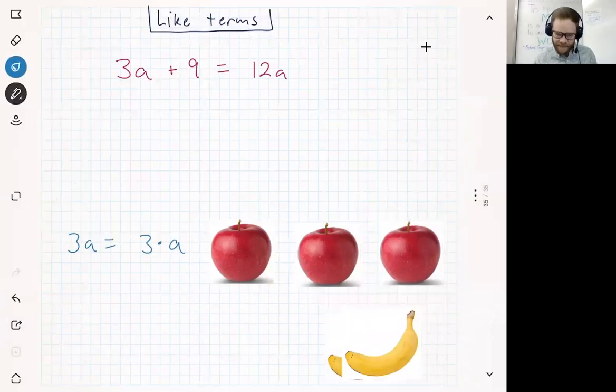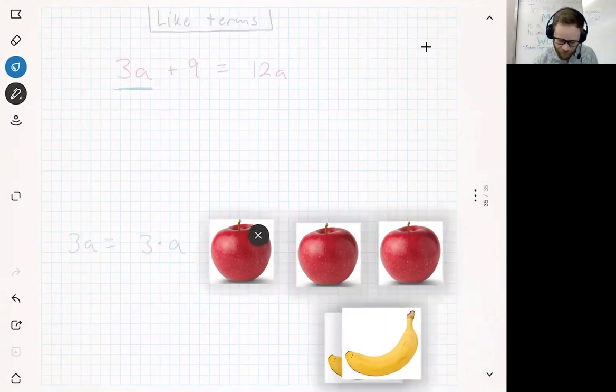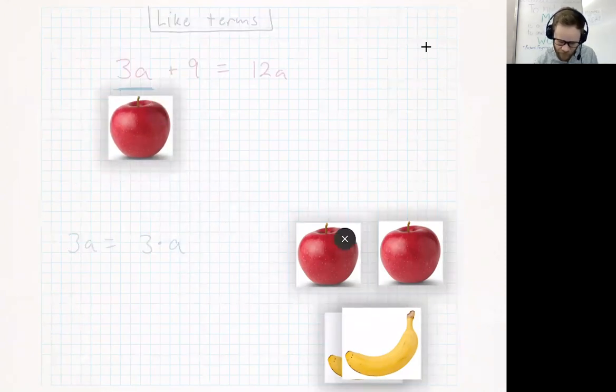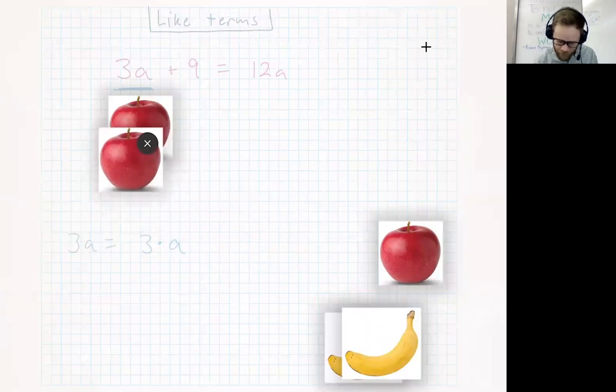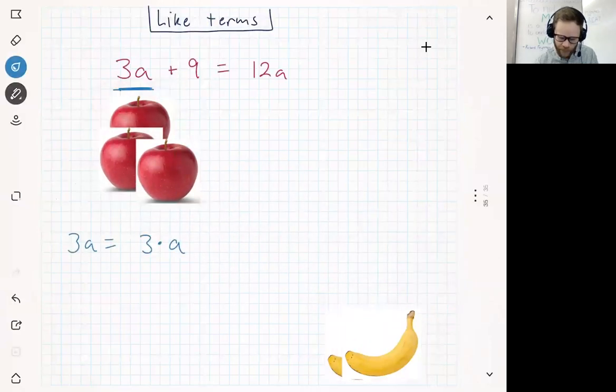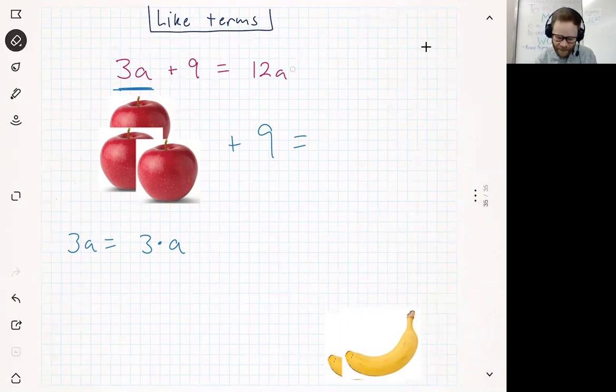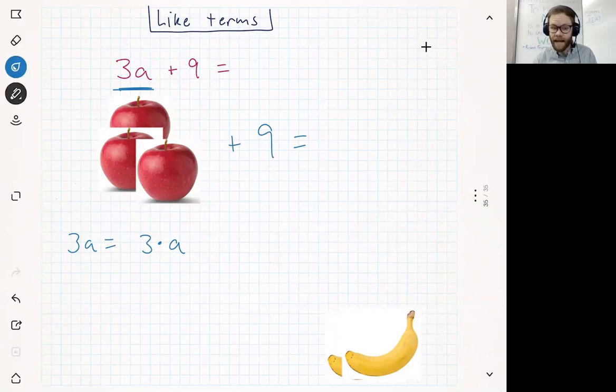And the thing is this, if we think about 3a up here as 3 apples, there's 1 apple, there's our second apple, and here's our third apple. So we've got 3 apples there. And we're adding to that 9. Well, we just don't know what that 9 is. So 3a plus 9, we can't really simplify that. It's not 12a. Really, that's as simple as it gets. So we can't combine those like terms.